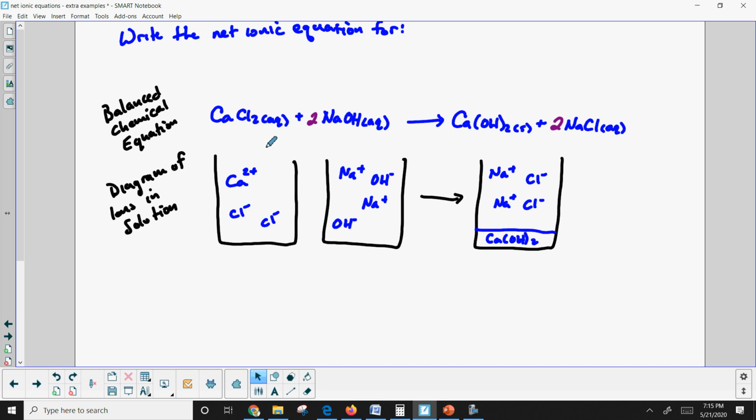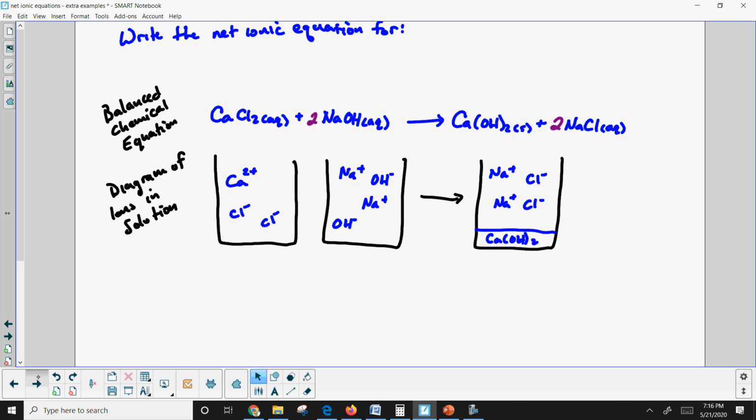So before, I have calcium chloride. It's in solution, 1 calcium ion, 2 chlorine ions. Here, I'm going to have 2 sodium, 2 hydroxide ions in solution. And then afterwards, the calcium hydroxide, solubility rules, it's insoluble, so it's going to form a precipitate at the bottom, so I keep it together. Remember, it doesn't form ions in solution. It's insoluble. And finally, this 2 sodium and 2 chlorine ions.